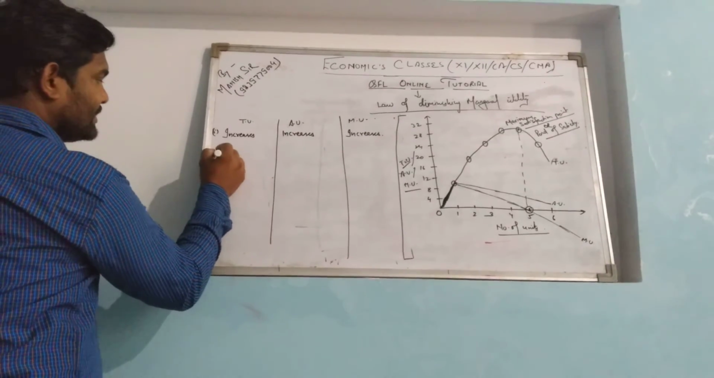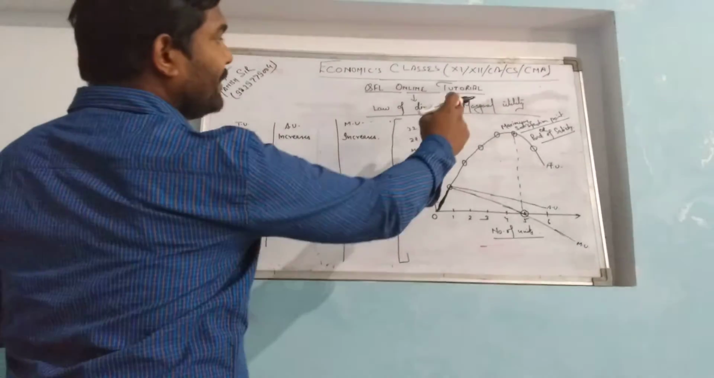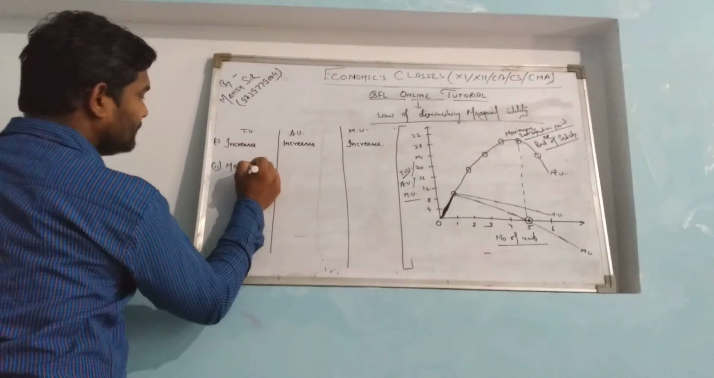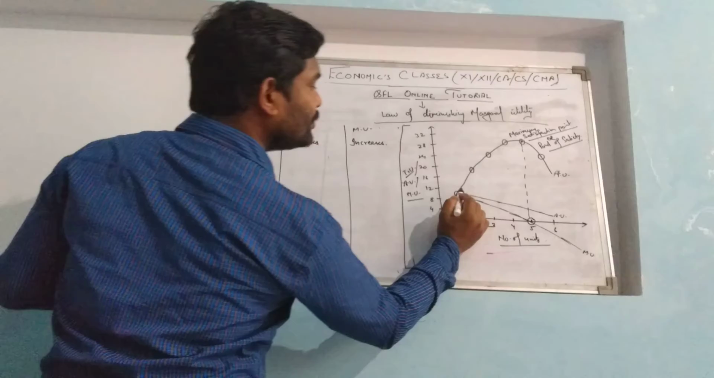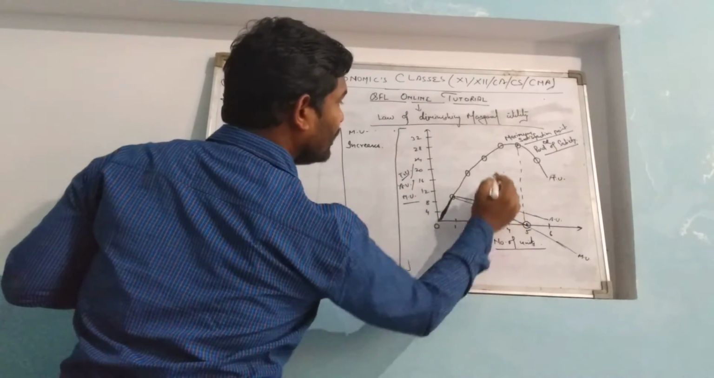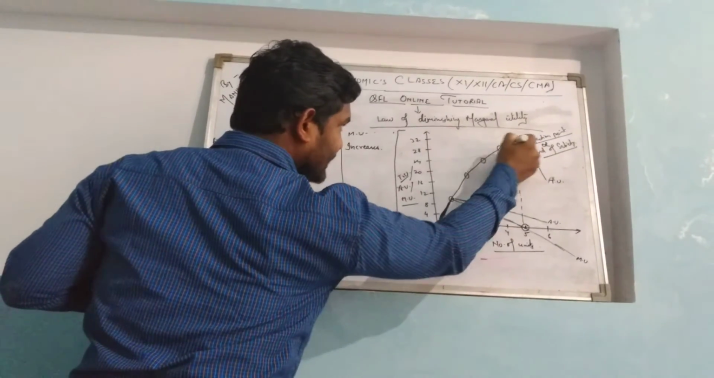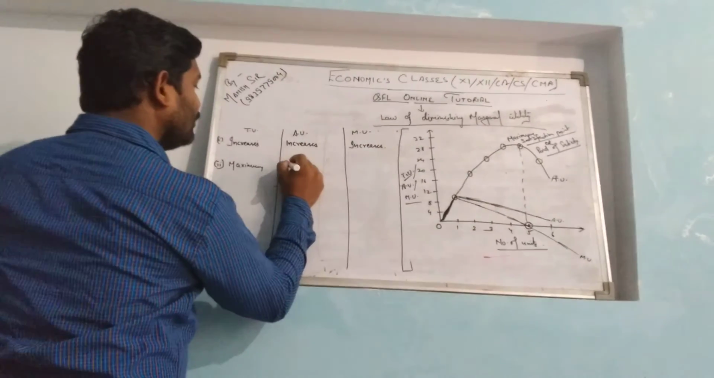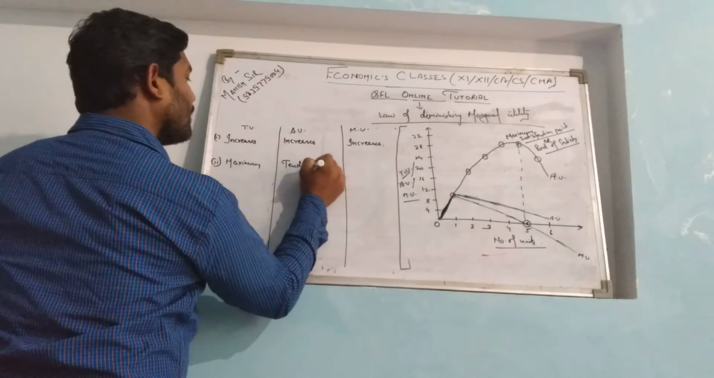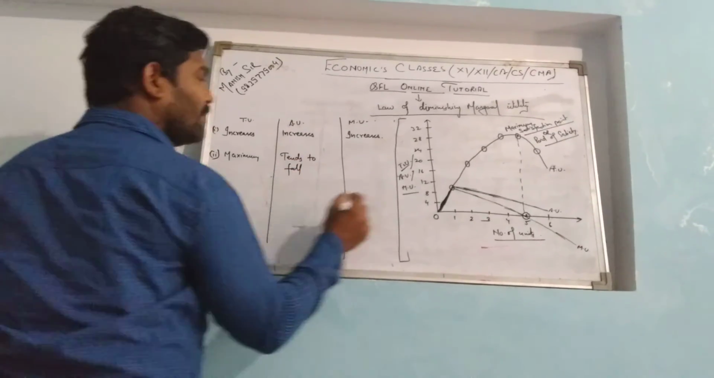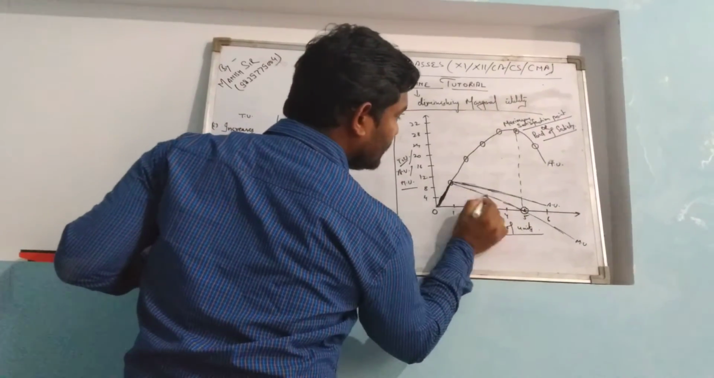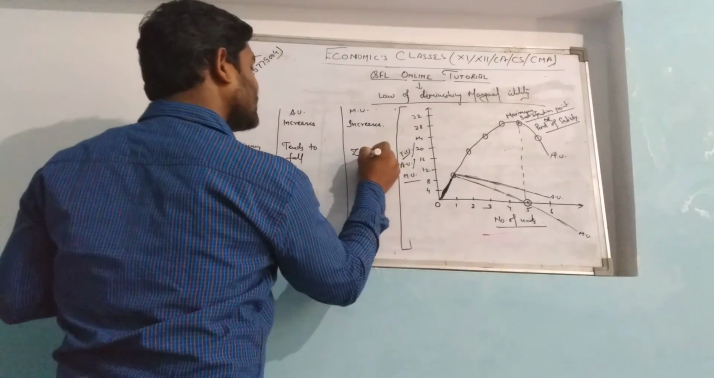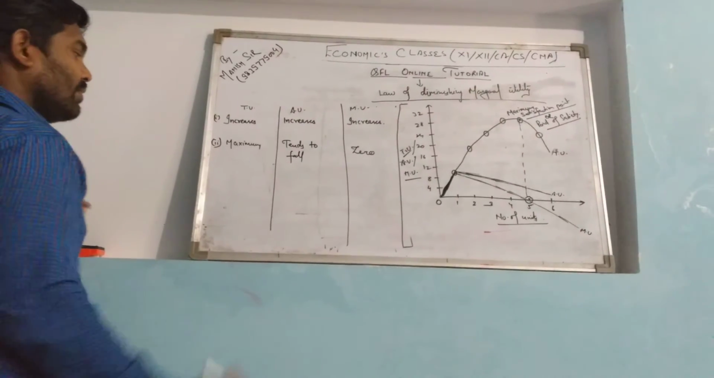In the second stage, when TU becomes maximum, just see here, what happens to AU in this whole stage? It tends to fall. And what happens to MU? In the second stage, MU becomes 0. When TU is maximum, MU will be 0.